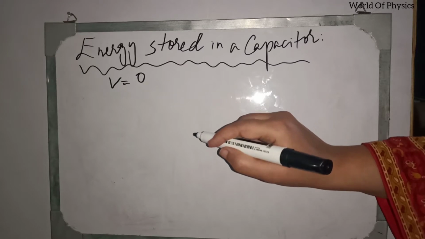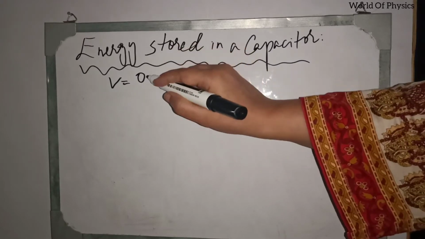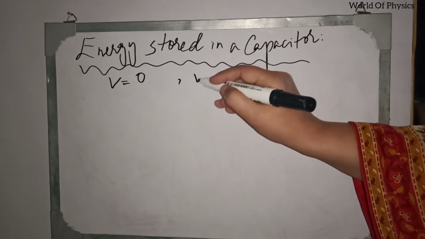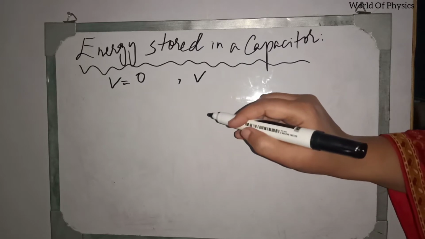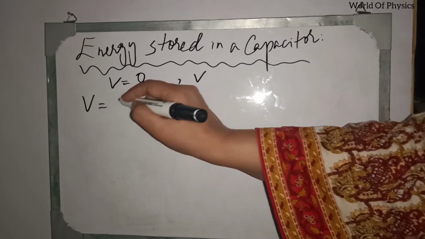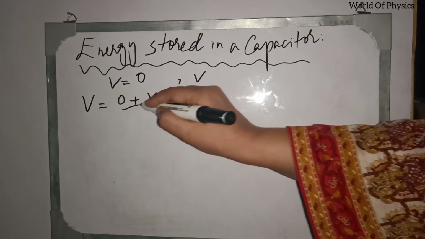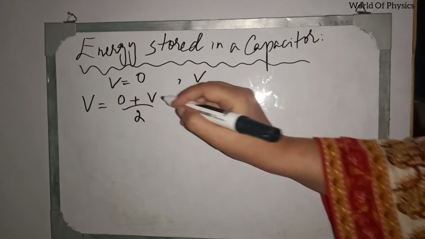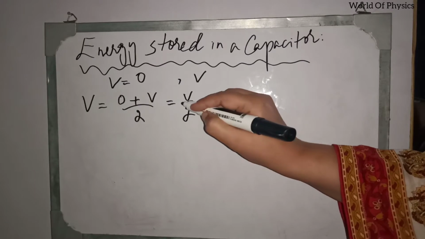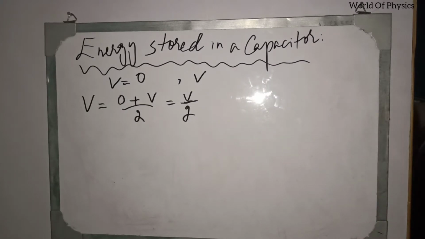So when the capacitor was uncharged, the potential difference between the plates was 0, and when it is charged, its potential becomes equal to V. So if we are going to find out its average potential, then average potential is equal to initial potential plus final potential divided by 2, because there are two quantities. So this will be equal to V divided by 2. This will be the potential on the capacitor.